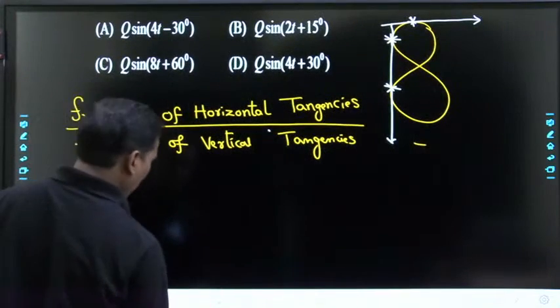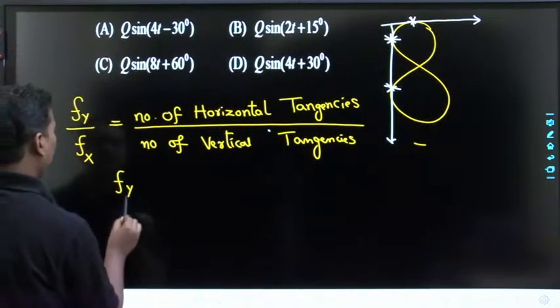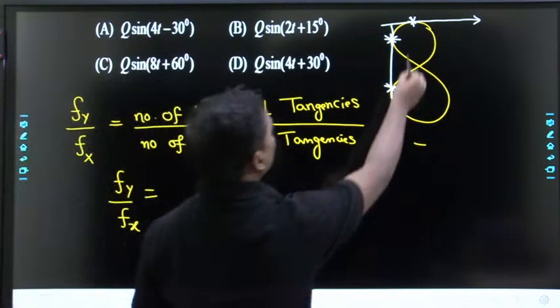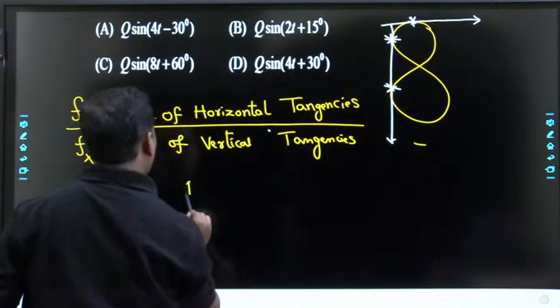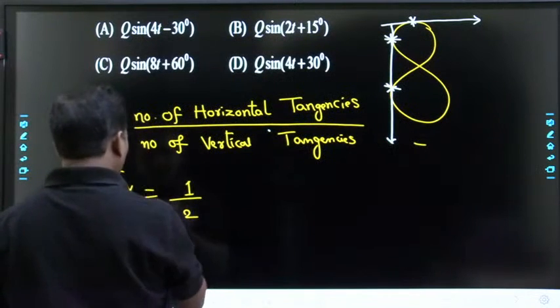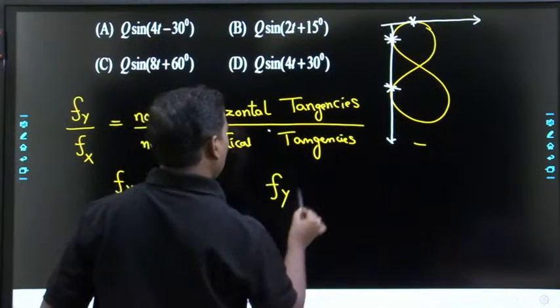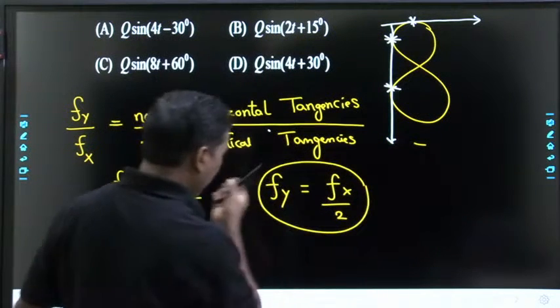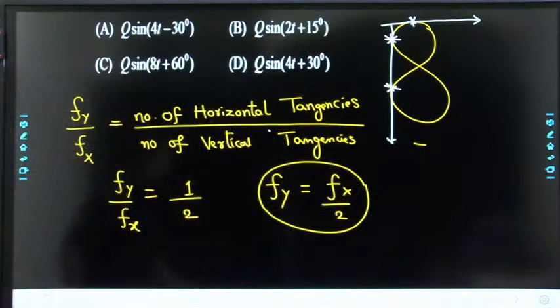Fy by Fx will be how much? Tell me fast. The number of horizontal tangents is 1, the number of vertical tangents is 2. So definitely Fy will be Fx by 2. So the frequency applied to the vertical plates will be half of that of the horizontal plates.